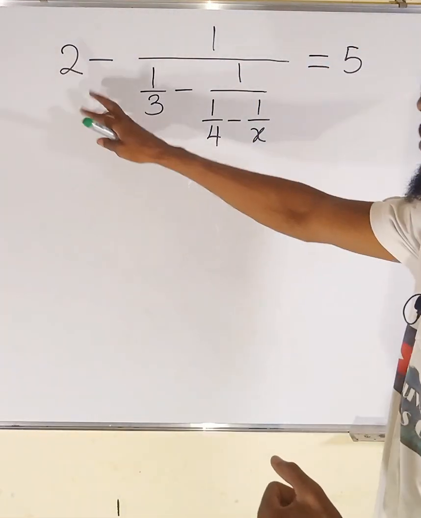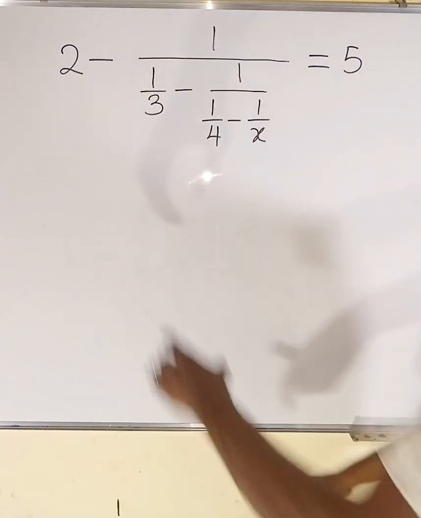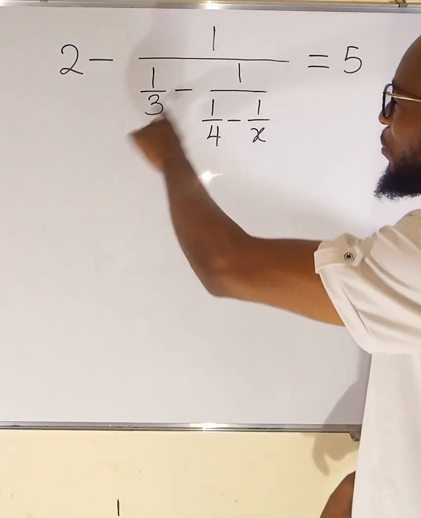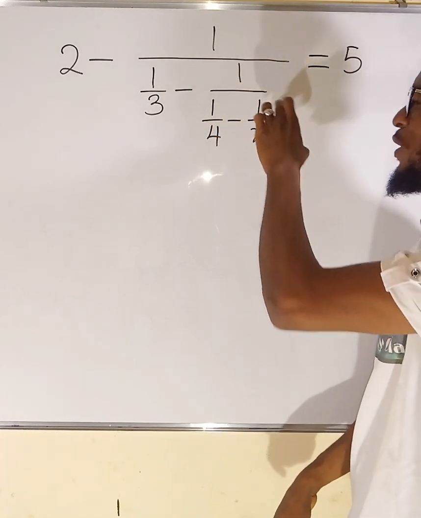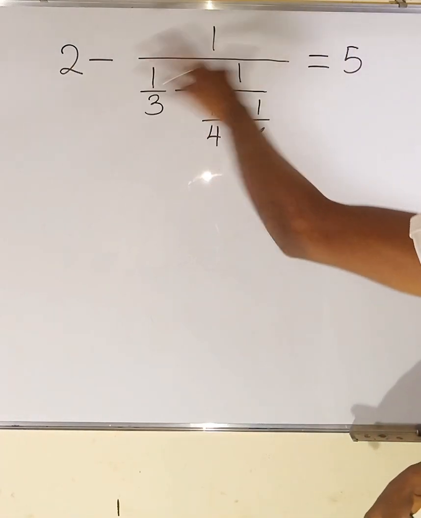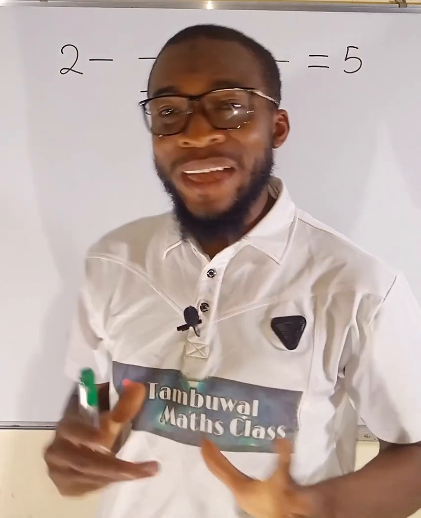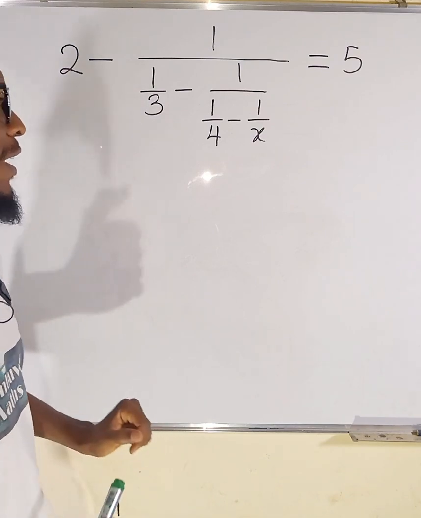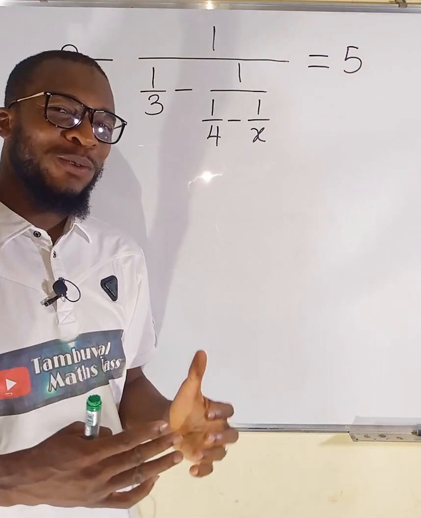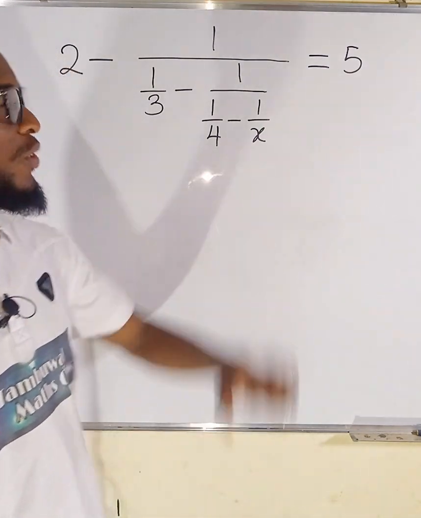Okay, the question is 2 minus 1 divided by 1 divided by 3 minus 1 divided by 1 divided by 4 minus 1 divided by x, and the whole of this equal to 5, and our main target is to find the value of this x. As I told you, we are going to begin with the solution from the bottom to the top.